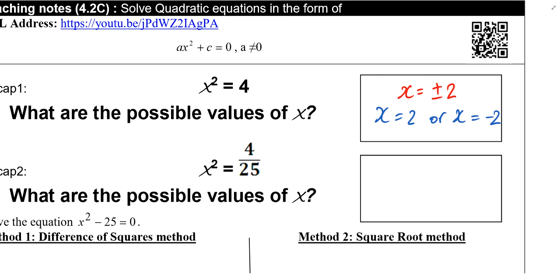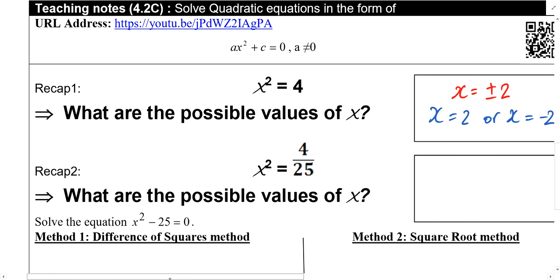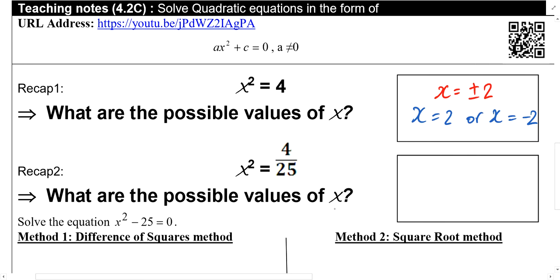Yes, right. When you introduce the square root yourself, you must put the plus minus. Okay? So here, what are the possible values of x when x squared equals 4 over 25? Plus minus what? 2 over 5. Yes. So there are two possibilities.